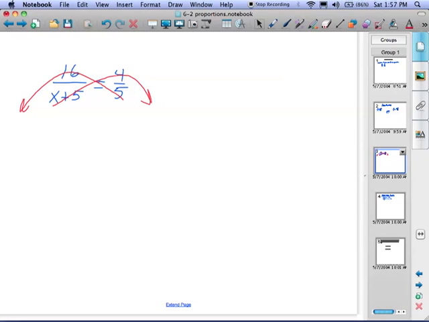On this board, I've already drawn in the cross multiplication symbols. I have 16 over x plus 5 equals 4/5. Now, nothing out of the ordinary except for the x plus 5. Not to get too confused, cross multiplying, 5 times 16 is 80. And that equals 4 times x plus 5. If I write it like this instead, does this look familiar to you now? It should. It's the distributive property.